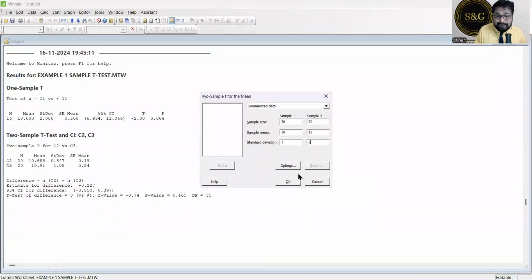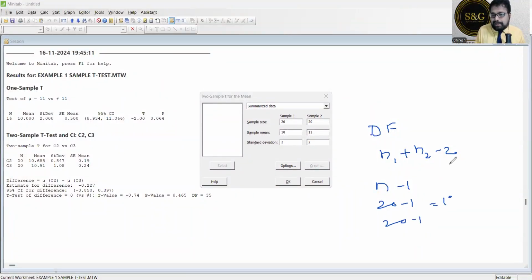Now, when I have exactly equal standard deviation, my degree of freedom formula is n1 plus n2 minus 2, which is nothing but n minus 1 each. So which is nothing but 20 minus 1 and 20 minus 1. So 19 and 19. So degree of freedom will be 38. When my standard deviation is exactly equal, then my n minus 1 formula will be applicable. But if there is a difference in my standard deviation, my degree of freedom formula will be a little complicated. Now I will show you.